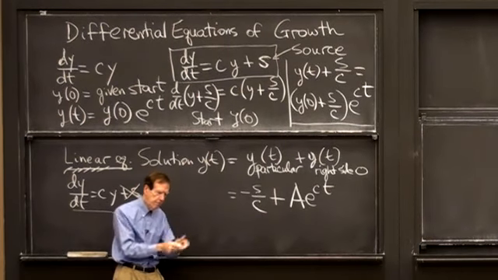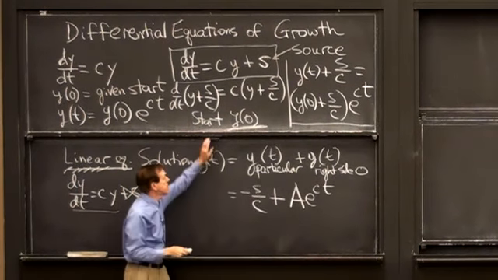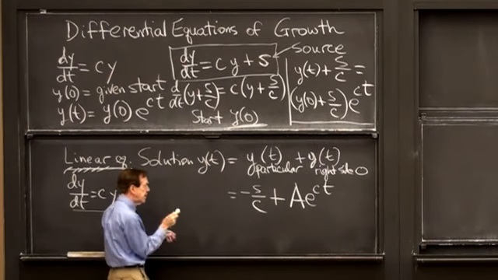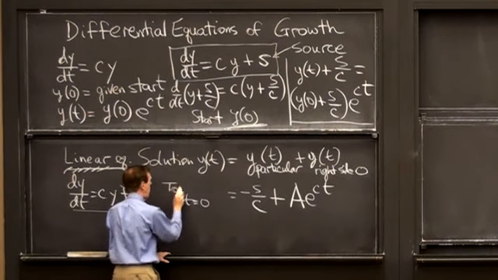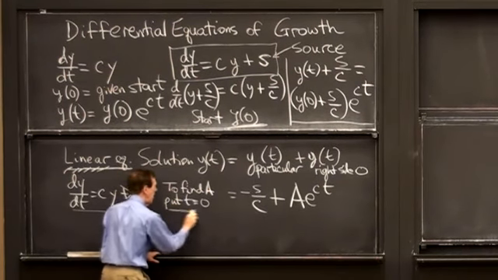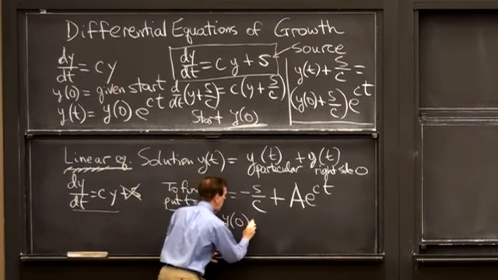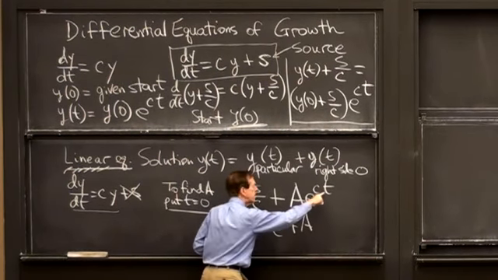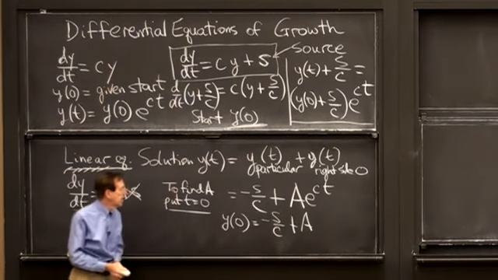But of course, I'm going to find out what it is by starting at the right place. By starting at y of 0, I'll find out by setting t equals 0. So put t equals 0 to find a, because we know where we started. We started at a known y of 0 equals minus s over c plus a. Setting t equals 0 makes that 1. You see, we found out what a is.